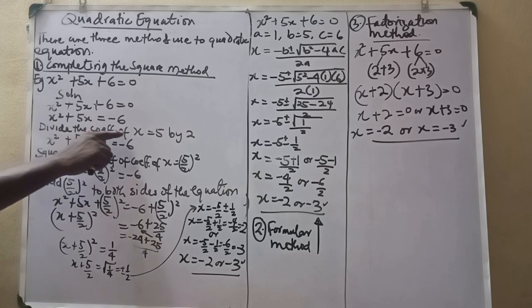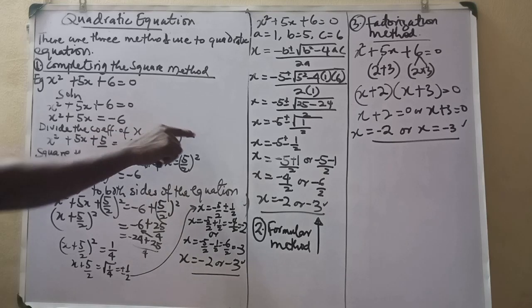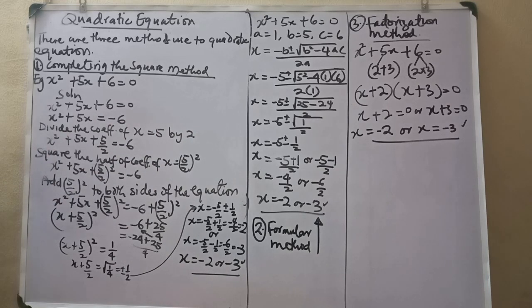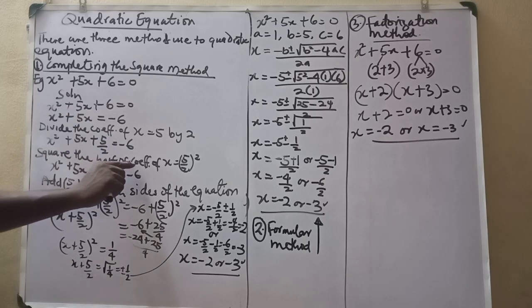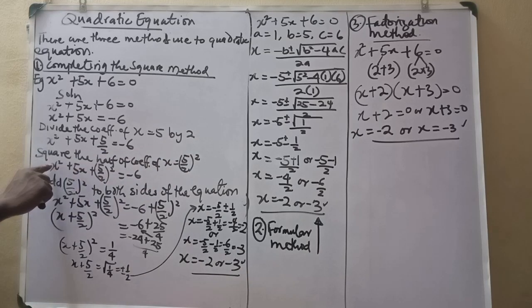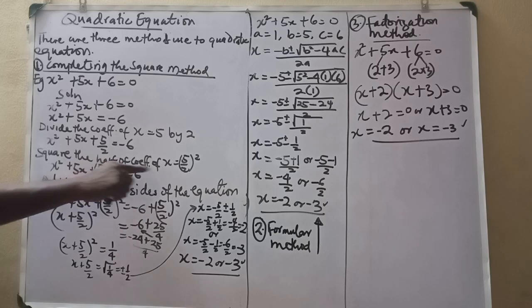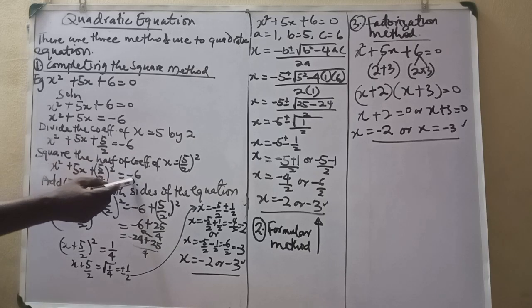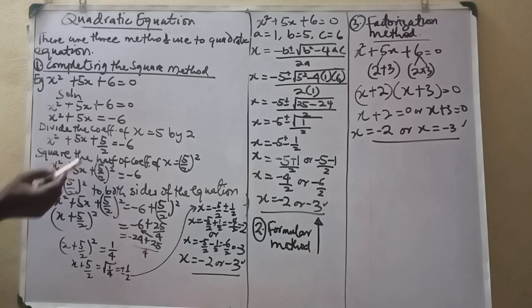So divide the coefficient of x, which is 5, by 2. Some people will say half it, and you can see it. x squared plus 5x plus 5 over 2 equal to minus 6. Then this coefficient of x you have halved, square it. Square the coefficient of x, which is this. Just square it. So look at it now. x squared plus 5x, then 5 over 2 will give you minus 6. You can see it. So this is now square of that.